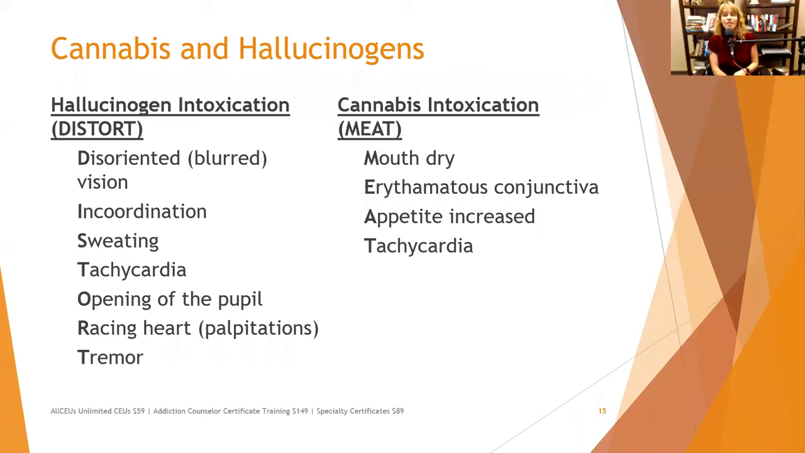When they're intoxicated with cannabis, and I'm not sure why they came up with the mnemonic meat, but they did. Their mouth is dry. Their eyes are red, which is erythematous conjunctiva, the Latin term for red eyes. Mouth dry, red eyes, increased appetite, and tachycardia, racing heart rate. So you see that tachycardia comes up quite a bit, as does sweating and incoordination. So being aware of the different range, so you can figure out, again, the presentation is going to be very, very complicated.